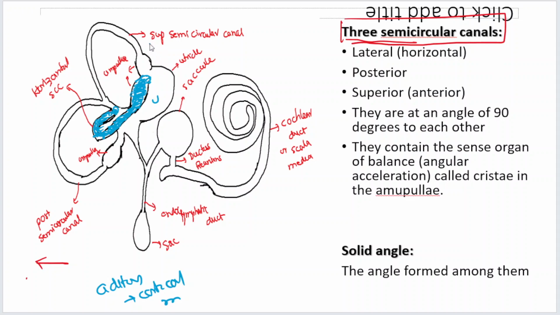Whereas the other 2 are the superior semicircular canal and the posterior semicircular canal. This is posteriorly placed, this is superiorly placed. The posterior semicircular canal and the superior semicircular canal communicate with each other. Suppose this is the superior semicircular canal, and this is the ampulla of the superior semicircular canal. And then we have this one, the posterior semicircular canal, and this is the ampulla of the posterior semicircular canal. The crus of the posterior semicircular canal and the superior semicircular canal join to form what is called the crus commune.